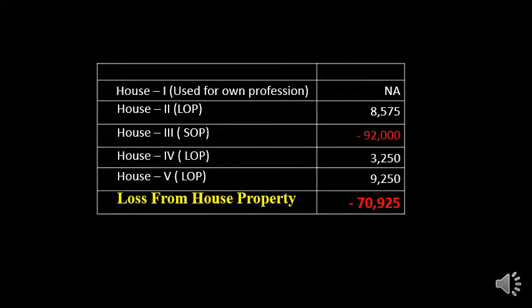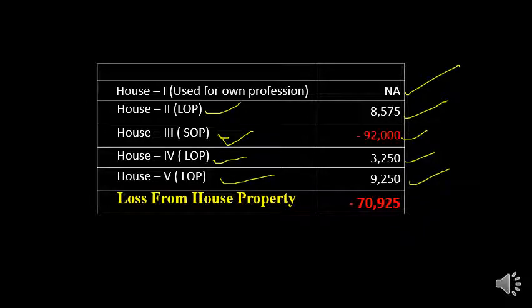So this is the grand total of all the 5 houses. The first house is used by SSC for own profession, so it does not come under income from house property. In the second house, it is a let out property and there is an income of 8,575. In the third house, it is a self-occupied property and there is a loss of rupees 92,000. Next, the fourth house is a let out property, there is an income of 3,250. And the fifth house is also a let out property, there also SSC received some income, that is 9,250.